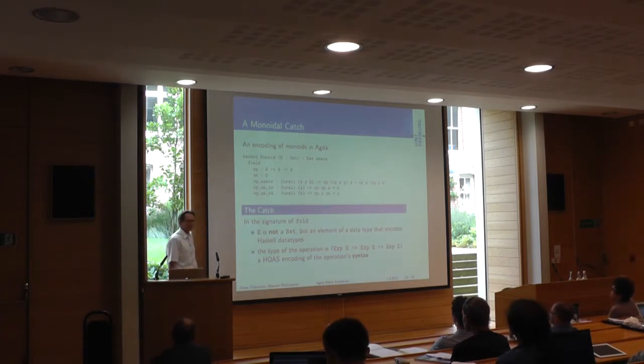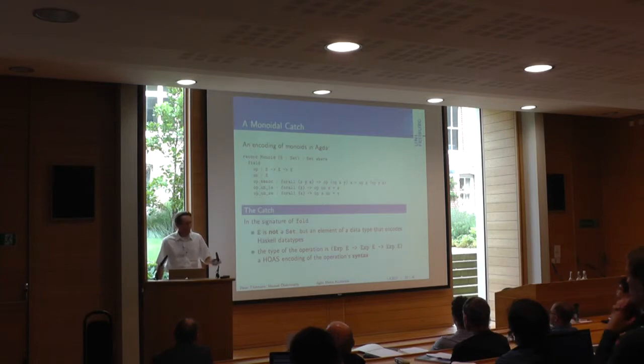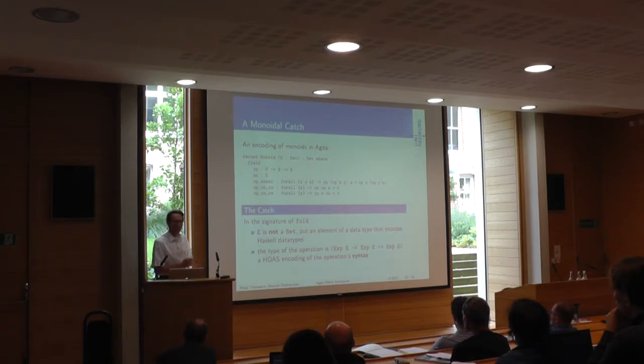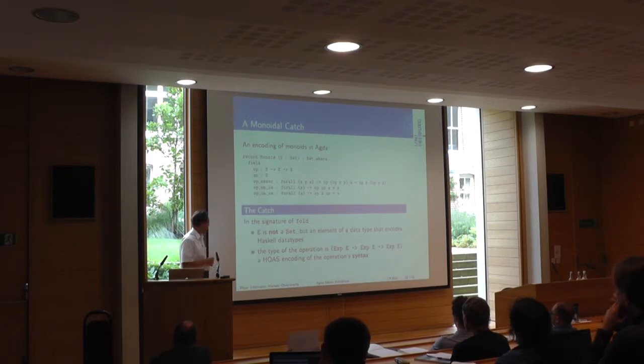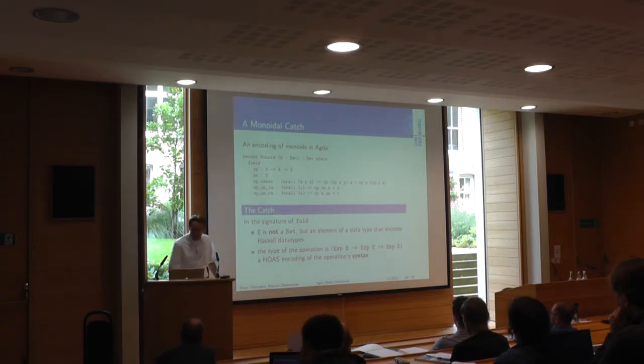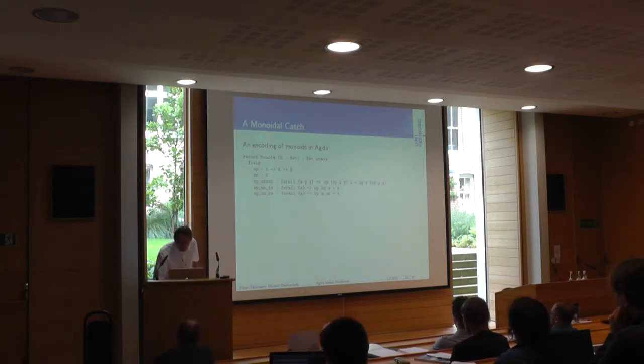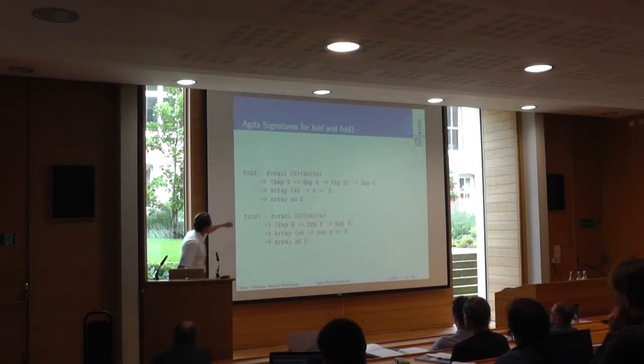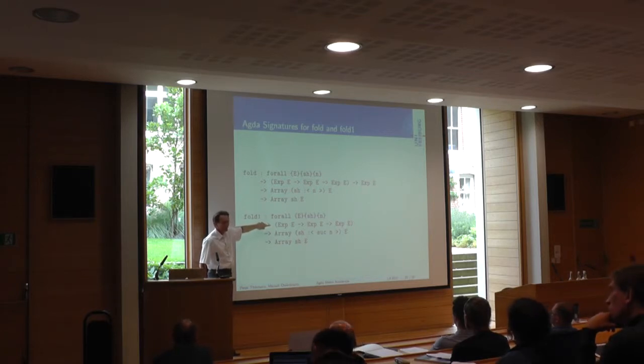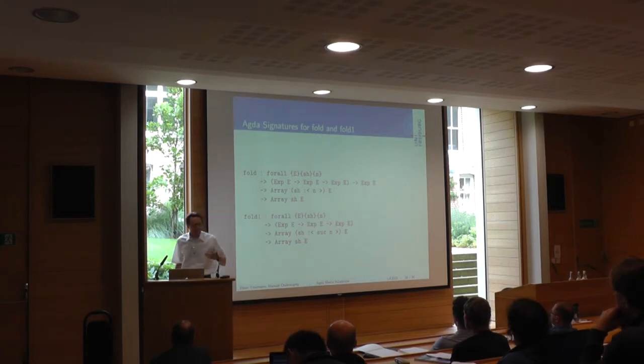And the catch is one thing that you already observed. The E in the signature of fold is not a set, but an element of a data type that we have defined in Agda in order to encode the Haskell type statement. So it's not a set, it's just an element of the data type. The other, bigger catch is that the type of the operation here, well, let me go back here. This one here is not E to E to E, but expression of E to expression of E to expression of E. So this is a function that handles abstract syntax.